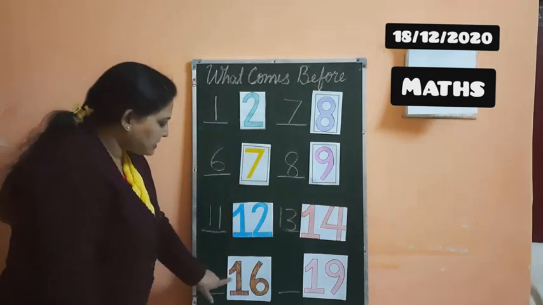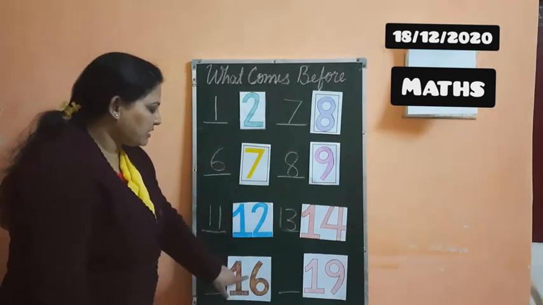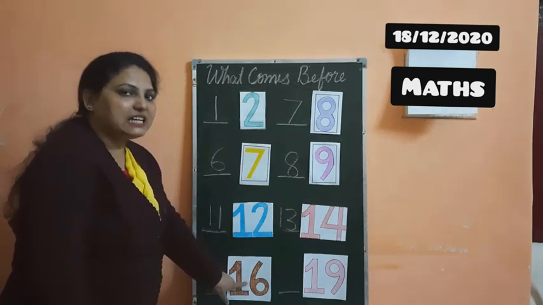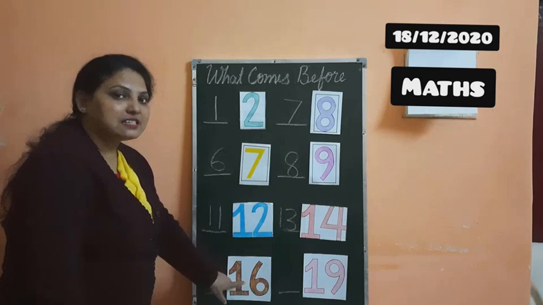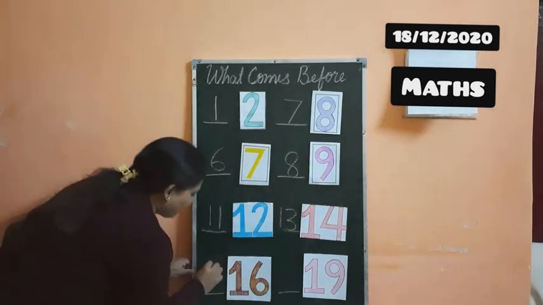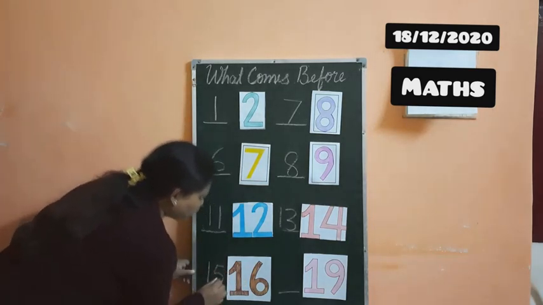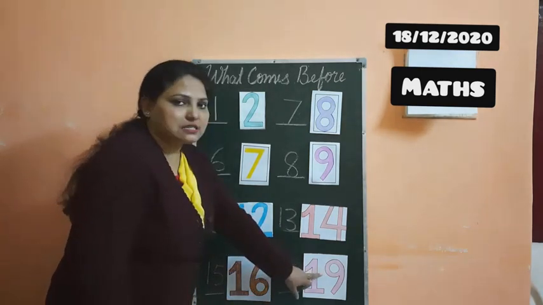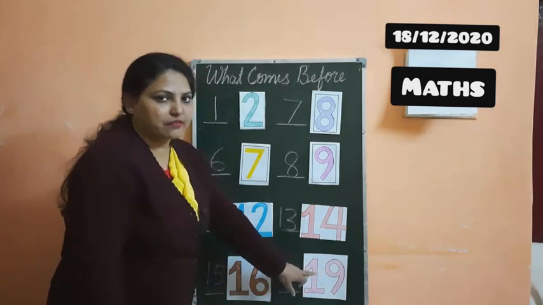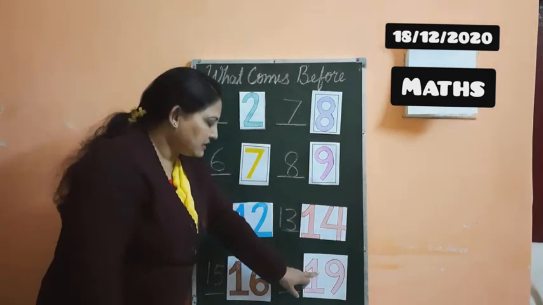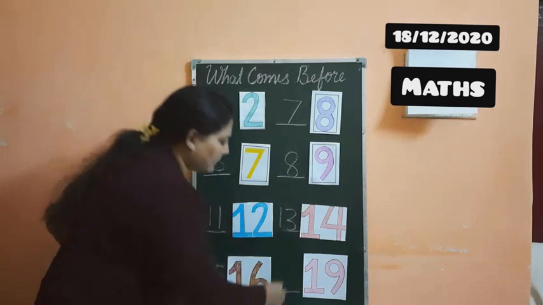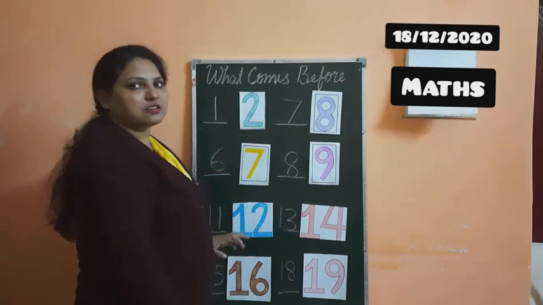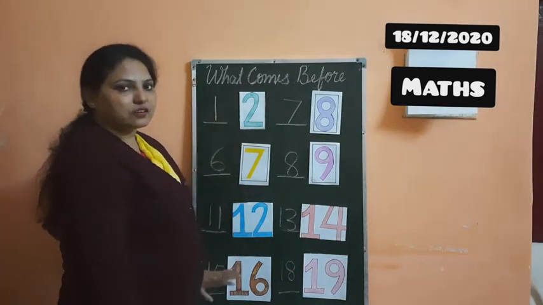Now last, two numbers are remaining. Before 16, again you have to count it: 20, 19, 18, 17, 16, 15. You have to go backward, backward counting. Now this is number 19. So we have to count 20, 19. Which number will come here? 18. Okay, this is good.